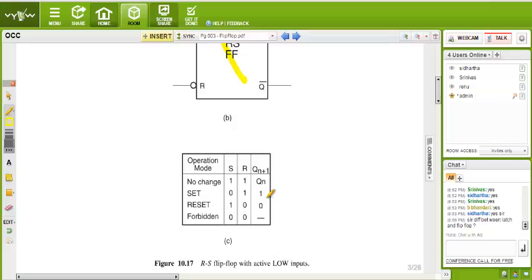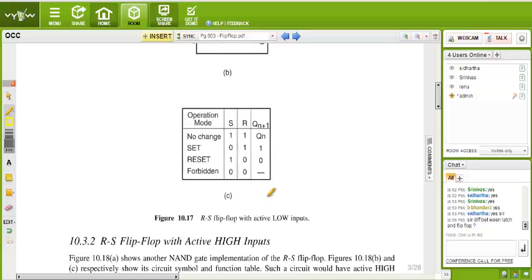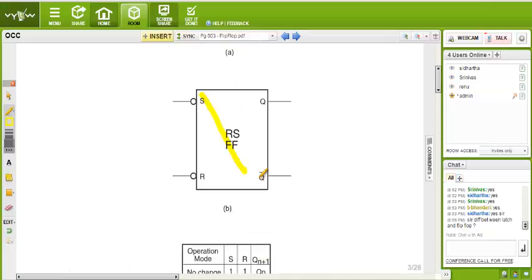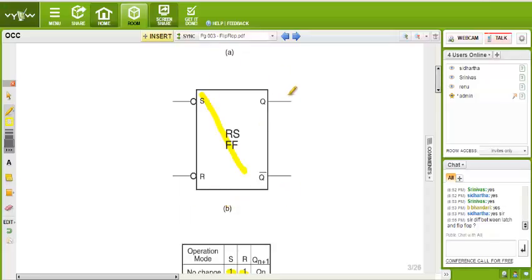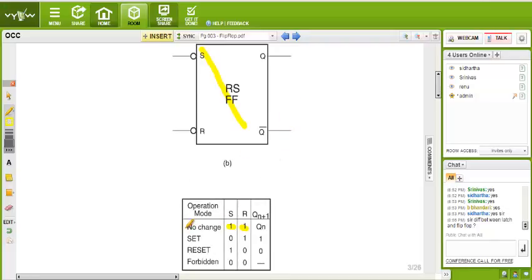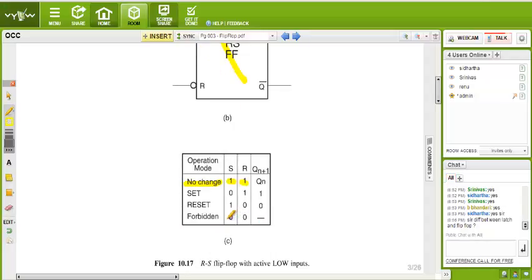Always remember that whatever the value of R is, that is the output of your flip-flop. When both inputs are 1, it is no change. That means whatever output is present there, it will not change. If both inputs are 0, it is forbidden. Forbidden means we cannot use this state for this flip-flop. We can only use two states, one where S is 0, R is 1, or S is 1, R is 0. These two states we can use for this flip-flop.